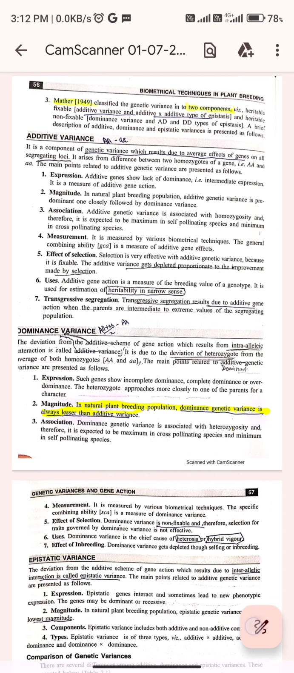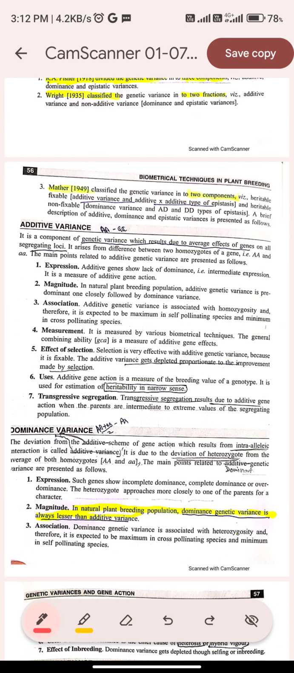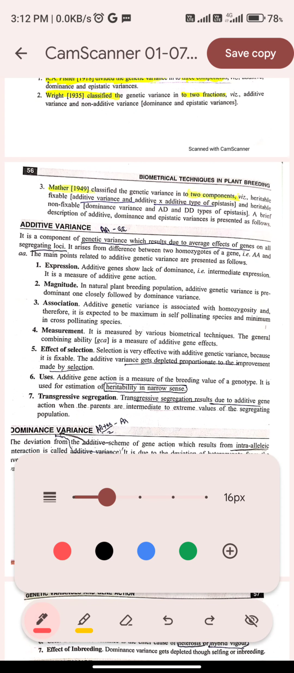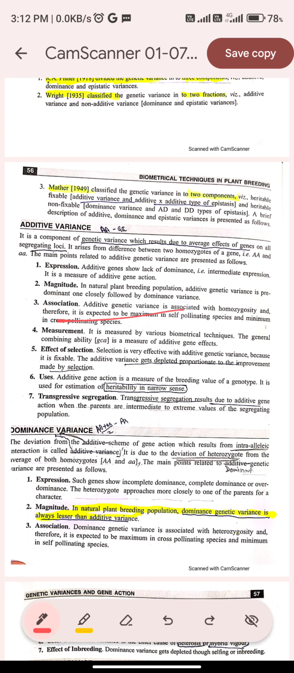Now first we will go with heritable. Heritable, as I already described, is what can pass from one generation to another generation. Fixable. Fixable means which we can fix. It means the intensity of that component will be fixed.